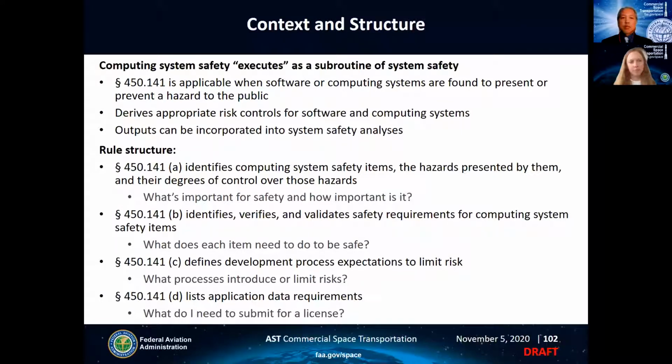Then it also answers what does each item need to do to be safe. Part 141B requires identification, verification, and validation of the safety requirements for computing system safety items. 141C answers what processes introduce or limit risks. This defines the expectations for development processes that will control the risk of the computing system safety items that are developed by them. And 141D answers what do you need to submit for a license. Next slide.